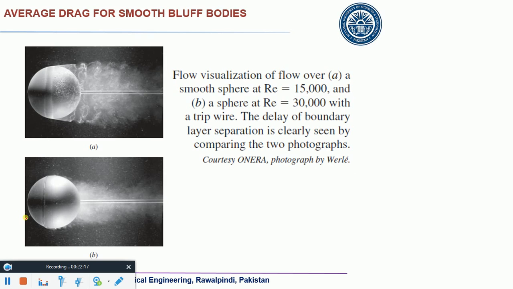I hope you remember this figure as well. You see, this is the separation point when you have a laminar flow, and when you have a turbulent flow, that separation point has gone to the rear portion. From this point onwards, the wake width has decreased. So resultantly, wake width decreases. What happens to CD? It decreases. You see, Reynolds number is 15,000 over there and Reynolds number is 30,000 over there.